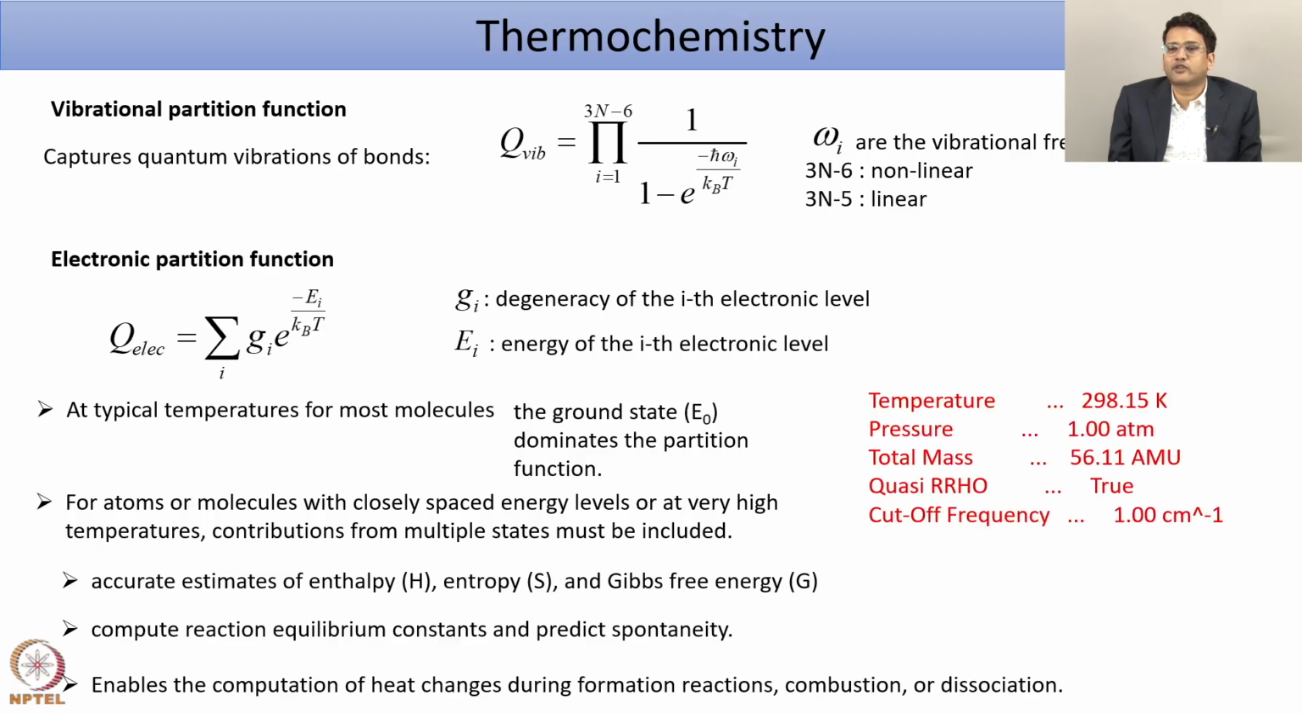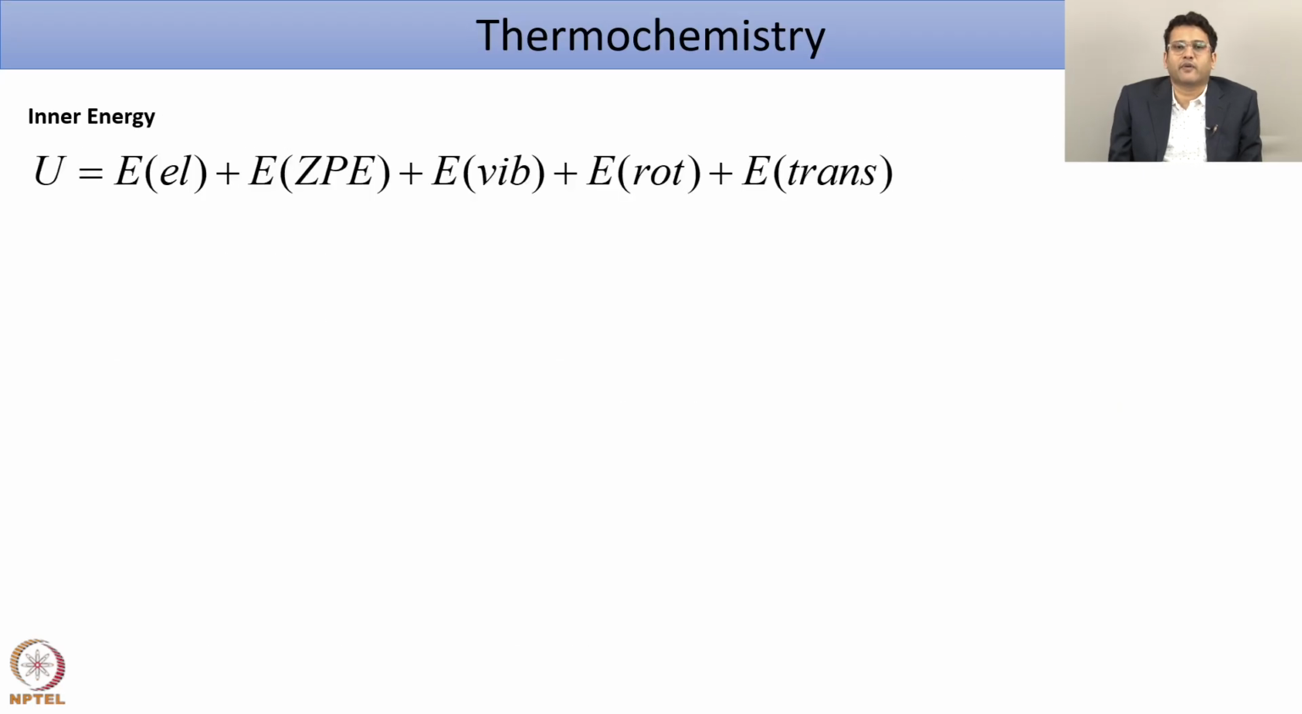So, when you perform all these calculations in ORCA, they will be performed at a temperature of 298 Kelvin and a pressure of 1 atmosphere. The total mass, of course, will change from system to system. They use the RRHO, rigid rotor harmonic oscillator, approximation, and frequencies below 1 centimeter inverse will be considered as 0, that is, they will not be considered as vibrations.